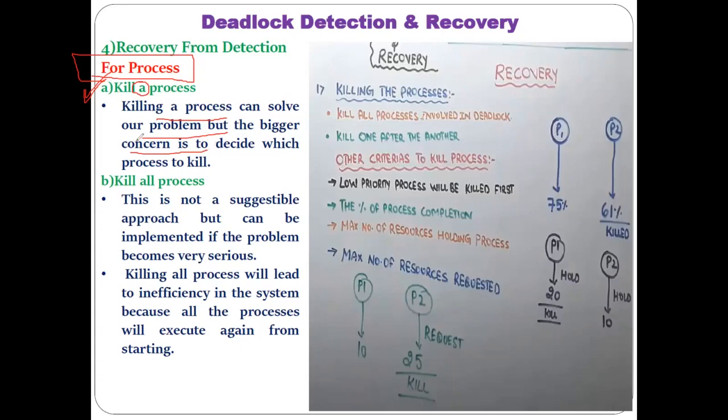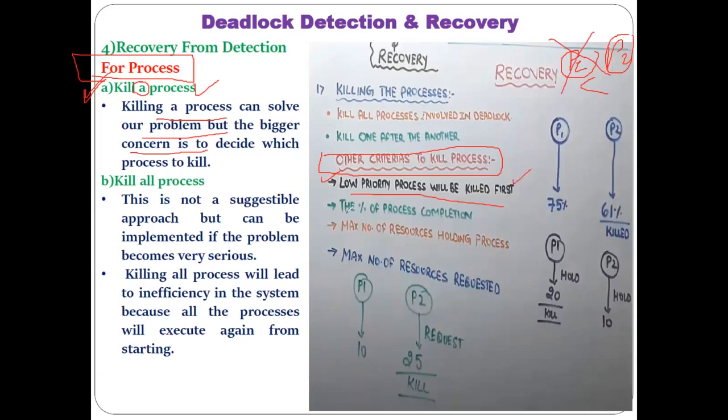So killing a process can solve the problem. The first case is killing a single process at a time. Now in this case, the difficulty is which process to be killed first. For that purpose, different criteria can be applied. So what criteria can be applied to kill a certain process? Criterion one is that the low priority process will be killed first. If there are two processes P1 and P2, and P1 has less priority as compared to P2, then P1 will be killed first. Understood? That is one criterion.